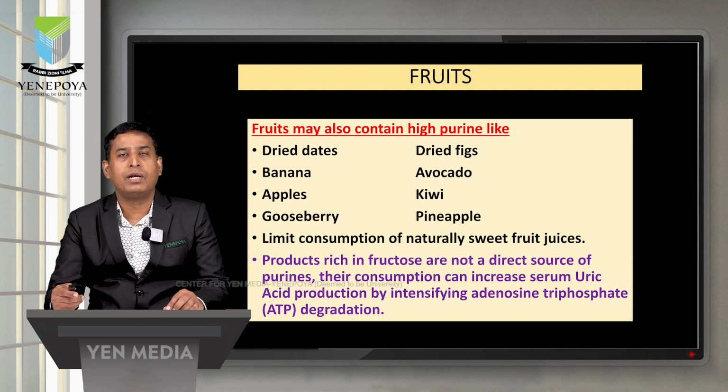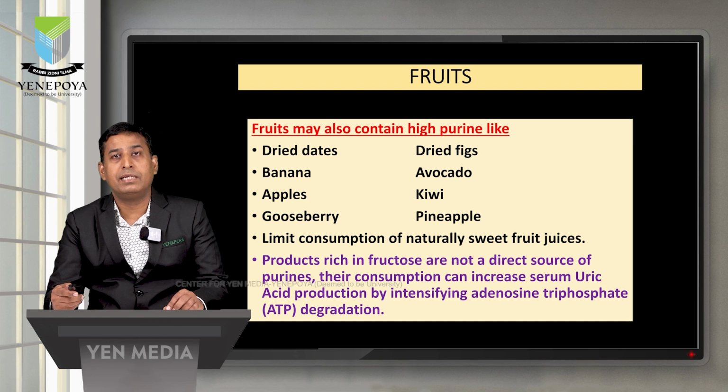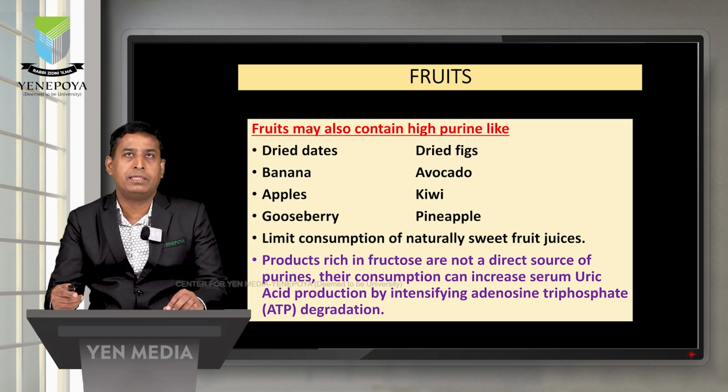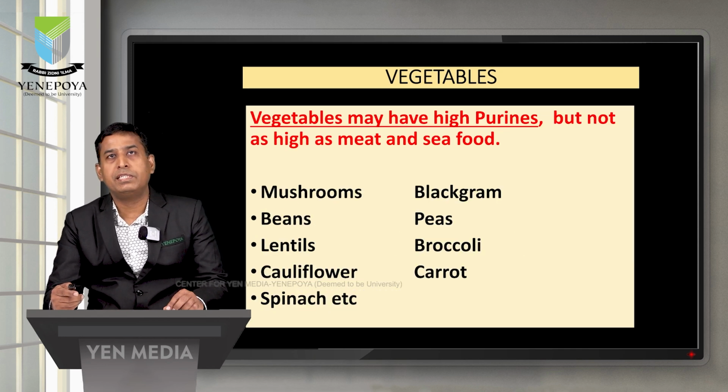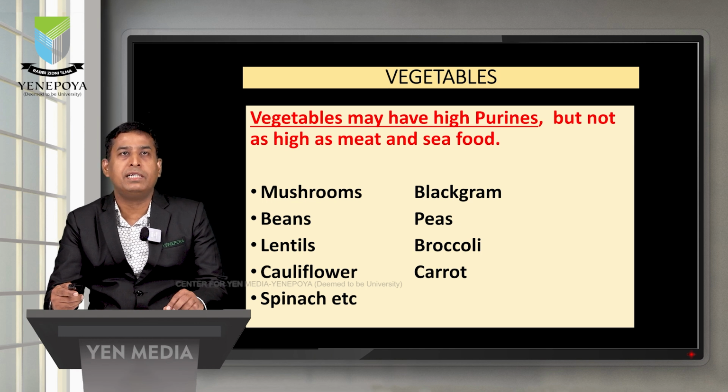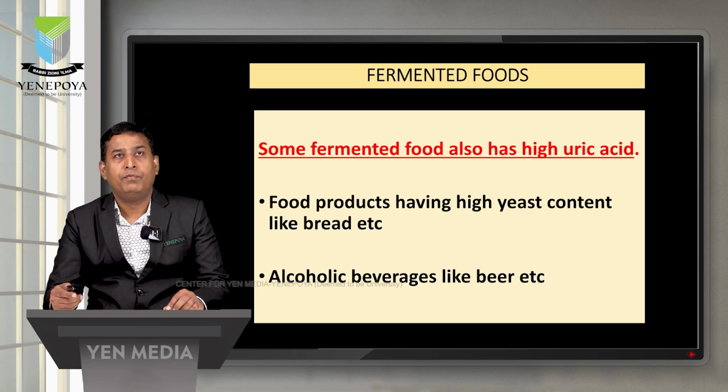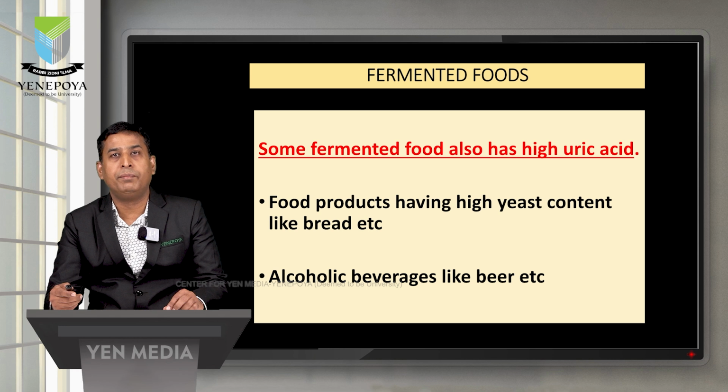Products rich in fructose are not a direct source of purines. Their consumption can increase serum uric acid production by intensifying the adenosine triphosphate degradation. Vegetables may have high purines but not as high as meat and seafood. Hence, it is better to avoid mushrooms, beans, lentils, cauliflower, spinach, black gram, peas, broccoli, carrot, etc. as far as possible. Fermented foods also have high uric acid. Food products having high yeast content like bread, etc., and alcoholic beverages like beer, etc. may be avoided.